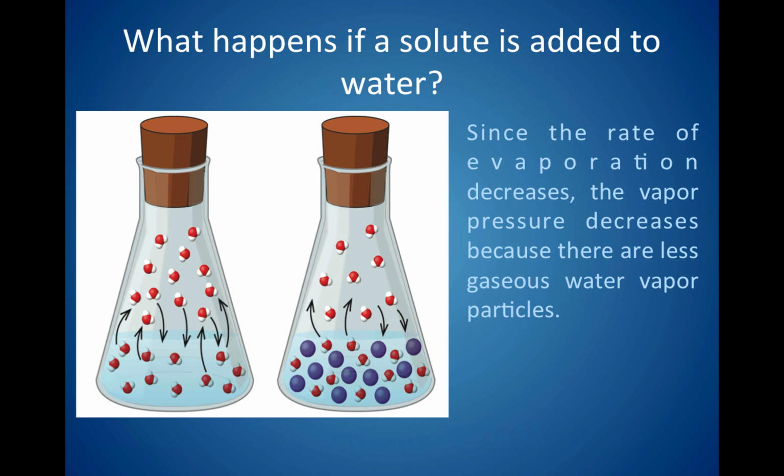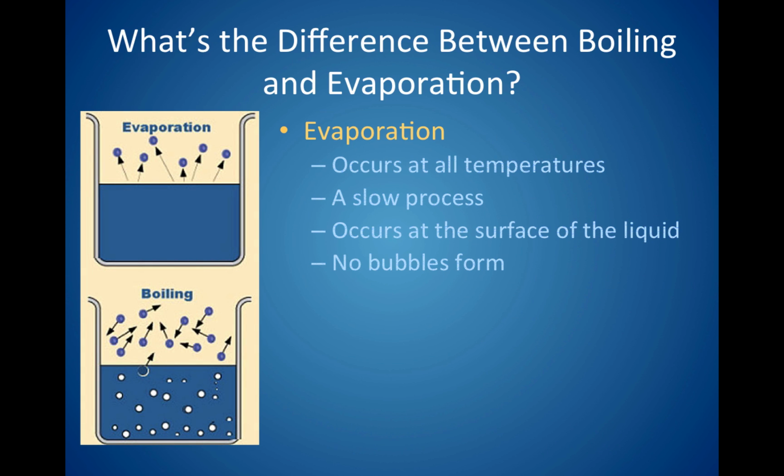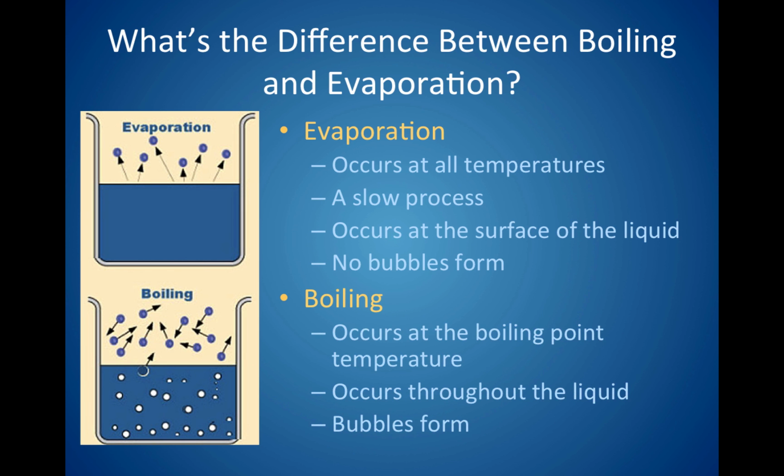At this point, I think it's important for us to see the difference between evaporation and boiling. They are not the same thing. So what is the difference between boiling and evaporation? Evaporation occurs at all temperatures. It is a slow process. It occurs only at the surface of the liquid, and no bubbles form. Boiling, on the other hand, occurs at the boiling point temperature. It occurs throughout the liquid, and bubbles form.